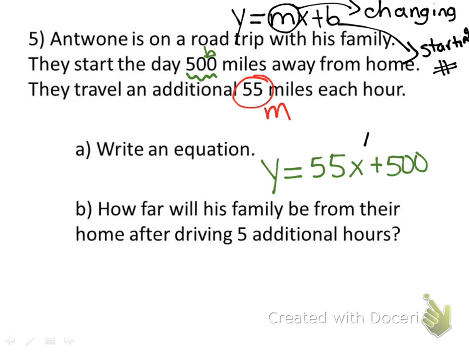For this particular problem, x stands for what? What is causing this 55-mile increase? The number of hours. So x is our number of hours. And what's y? The total miles driven. Good. So there's our equation: y equals 55x plus 500. Any questions so far?